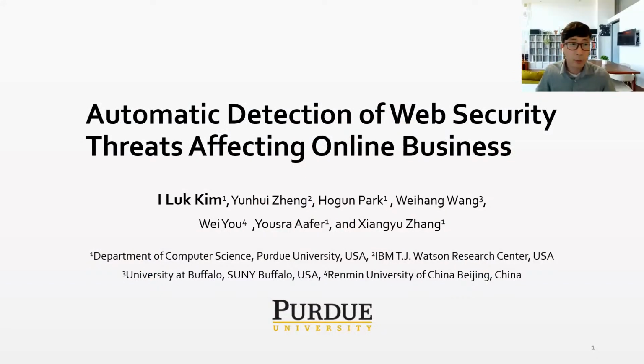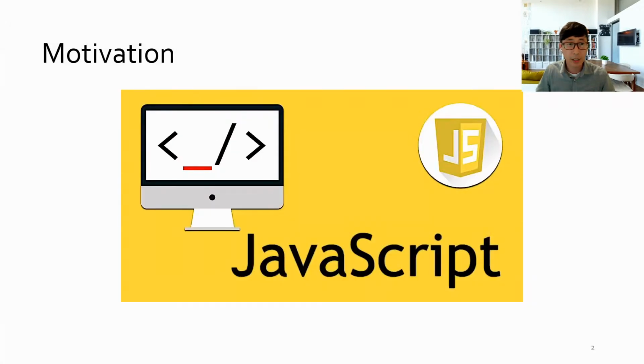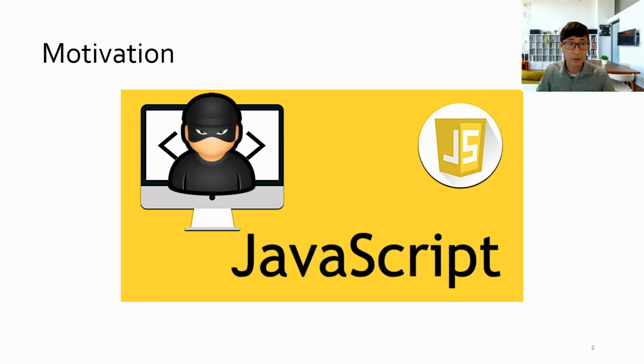Okay. Hello, everyone. My name is Ilo Kim from Purdue University, and I'm going to talk about automatic detection of web security threats affecting online business. JavaScript web applications play important roles in the modern web environment. However, partial business logic can also be exposed to the client side, and it has created an attack surface for manipulation and exploitation.